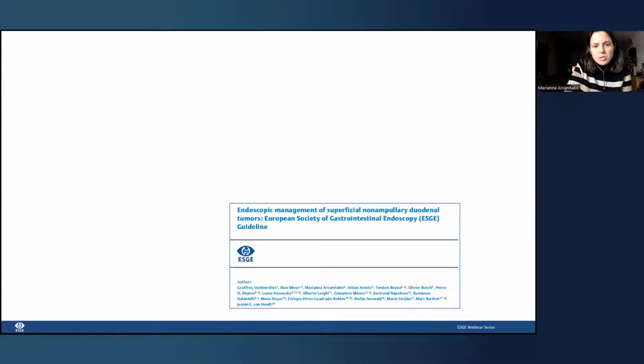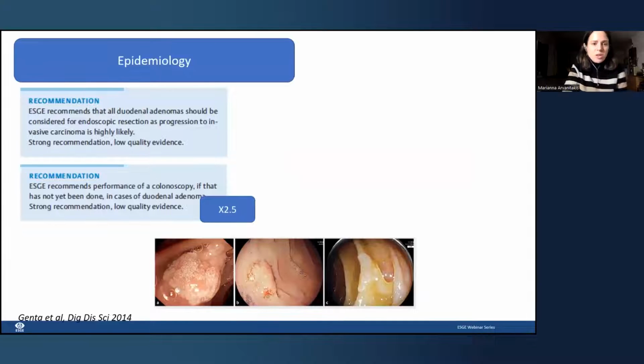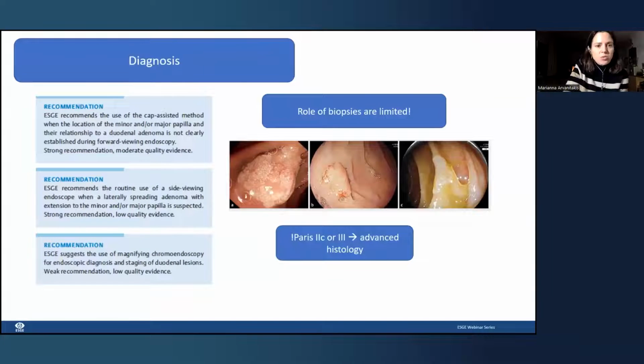So we'll go to the duodenal tumors. These should be considered for endoscopic resection because they progress to invasive carcinoma. And we talked about the performance of colonoscopy. There is a higher probability of these patients to have also colon adenomas, and this is not only in a genetic setting, but also for sporadic duodenal adenomas. So you have to do the colonoscopy in these patients.